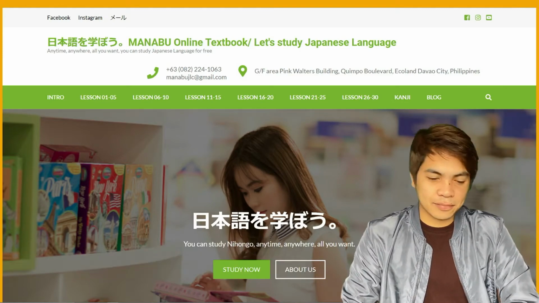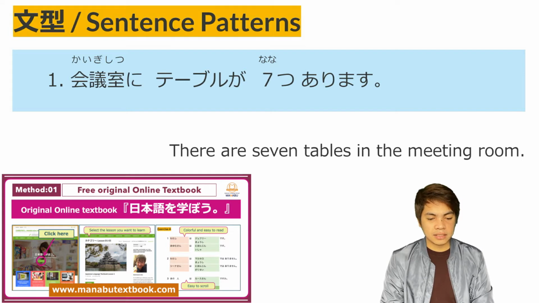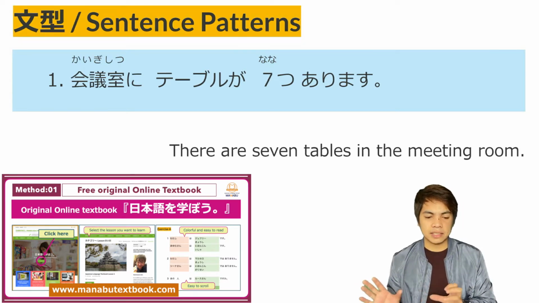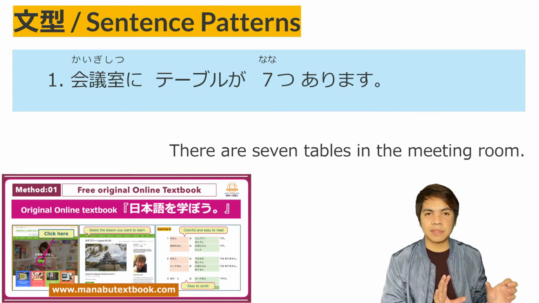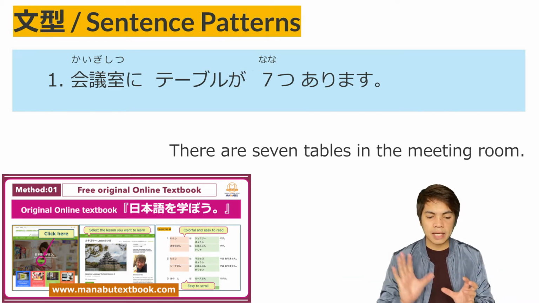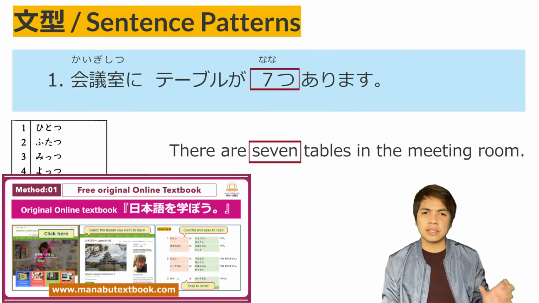Dewa, let's get started. For the sentence pattern, number 1 is kaigishitsu ni teburu ga nanatsu arimasu. So kaigishitsu ni is the place of existence with particle ni. Teburu ga arimasu, there is a table. Then we added the counter or the quantifier nanatsu. This is the counter for things, nanatsu arimasu. So there are 7 tables in the meeting room.